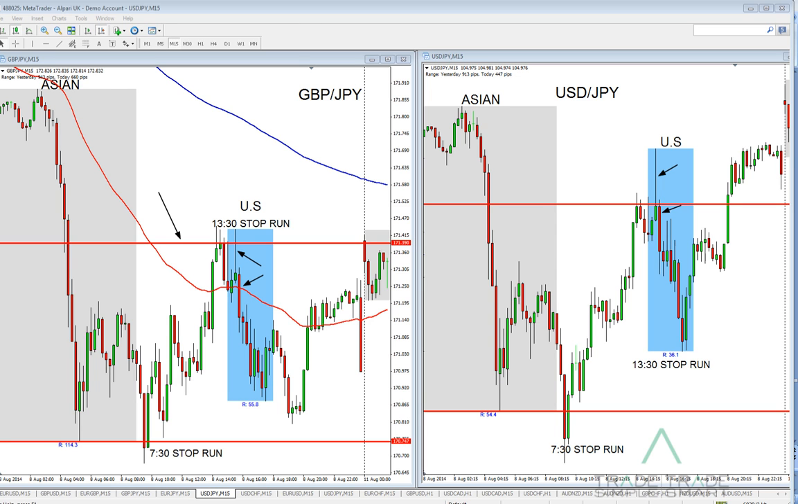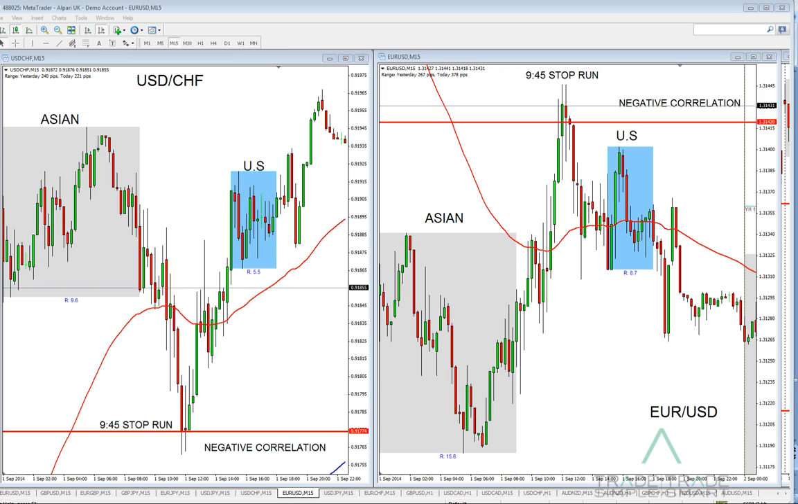In this final example, we're going to take a look at two currency pairs which have a high degree of negative correlation. In cases where you're dealing with two currency pairs that do have a negative correlation, you simply want to look for the same process but on the other end of the trend.